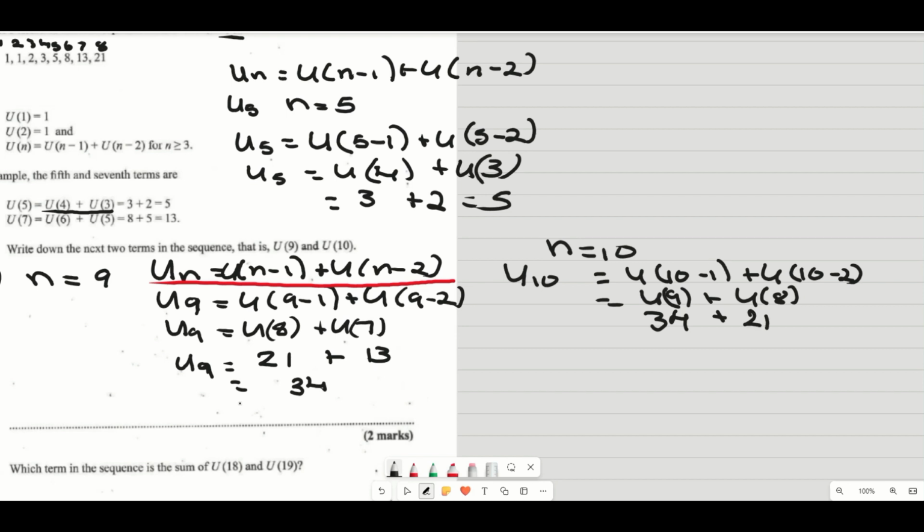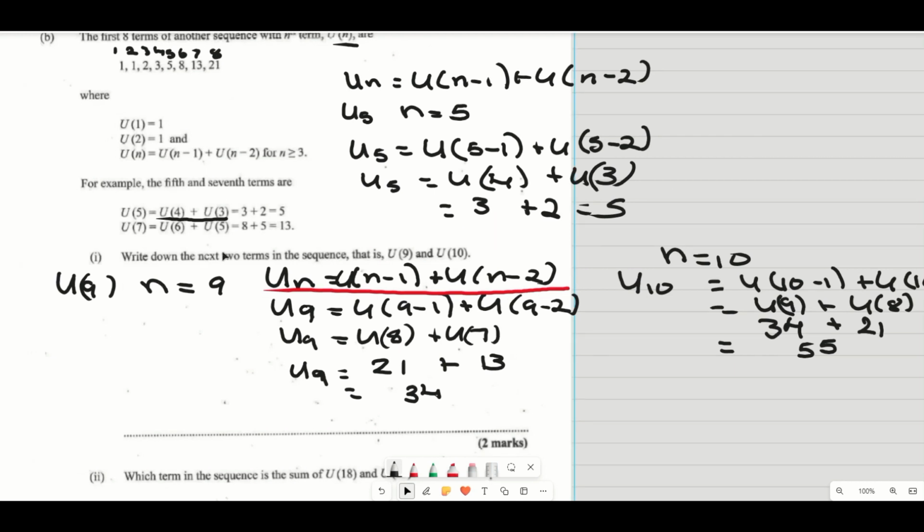So we know that u10 would be equal to 34 plus 21, which is equal to 55. And that is how you write down the next two terms in the sequence, that is u9 and u10. The two terms would be u9 is 34 and u10 is 55.